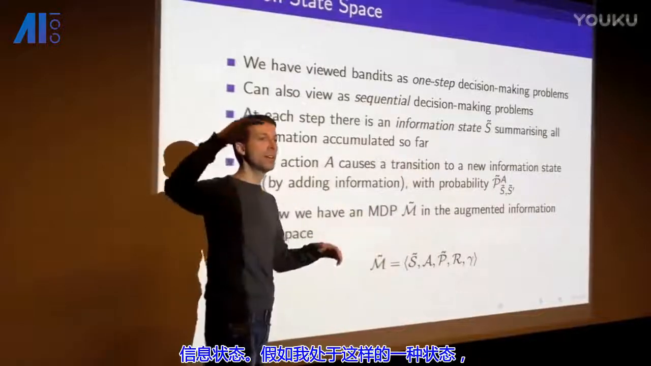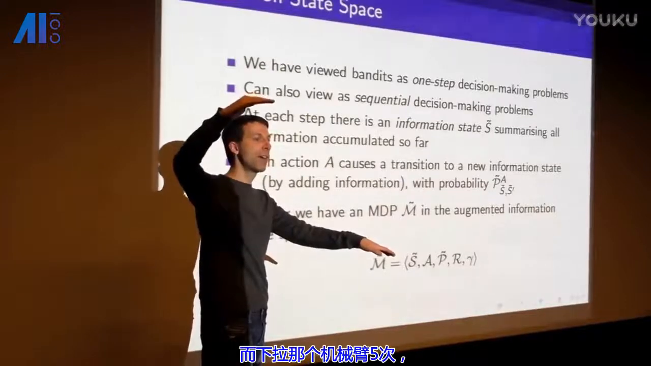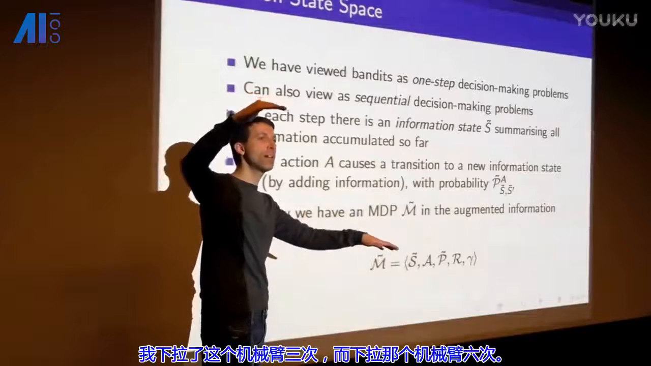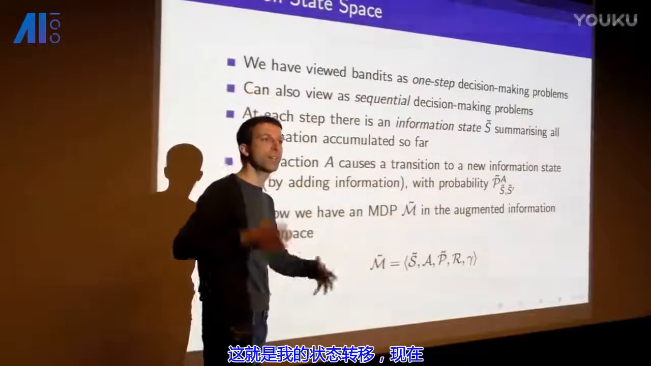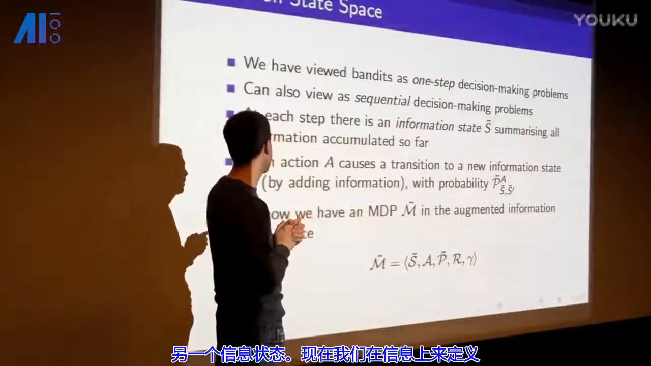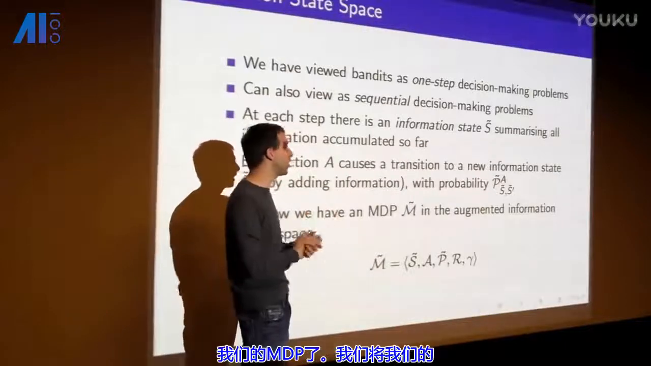Like, I know that if I was in a state where I pulled this lever three times and this lever five times, and I pull this lever again, then I know I'll be in an information state where I pulled this lever three times and this lever six times. That's my transitions. I've got an MDP now where I'm transitioning from information state to information state. And so we can define an MDP over information states now.